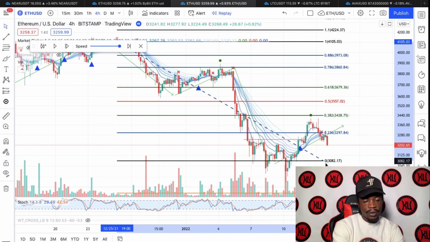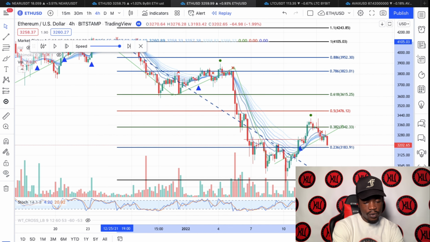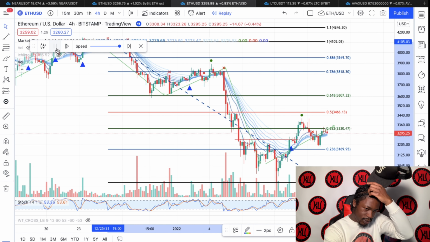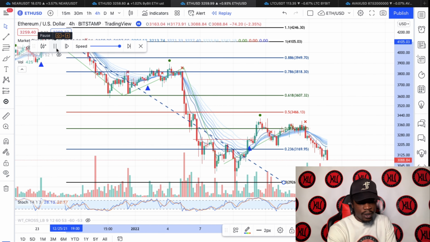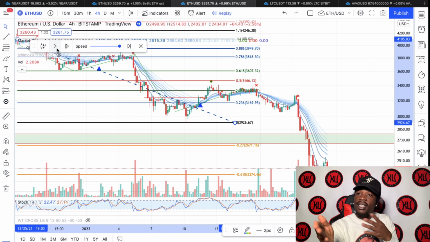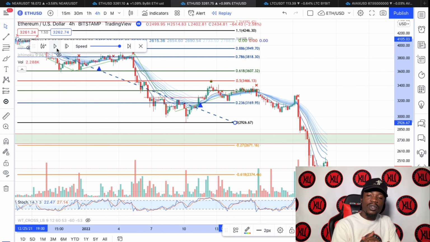I'll put it down here. If I confuse you, just let me know. So let's see what happened. All right, so bang, hit that TP again. And that's it. That's how you set your Fibonacci retracement tool up on a downtrend.